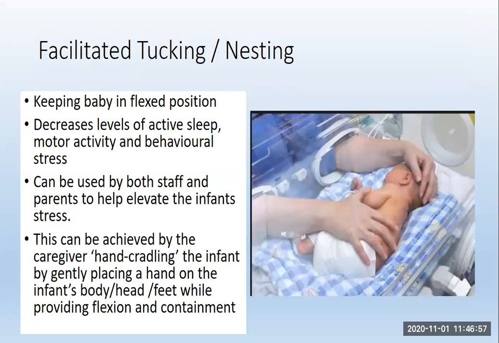What do you mean by facilitated tucking? It is a kind of nesting in which we keep the baby in flex position. When we keep the baby in flex position, it gives comfort to the baby. It reduces the levels of active sleep, reduces the motor activity, and reduces the behavioral stress. Providing this comfort with this technique will help control the stress to a certain extent. So if you give it with oral sucrose, it will be more helpful.